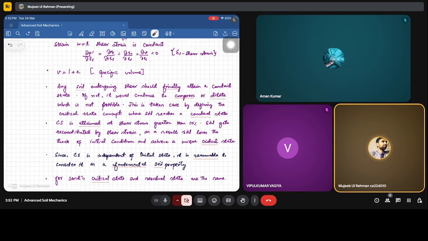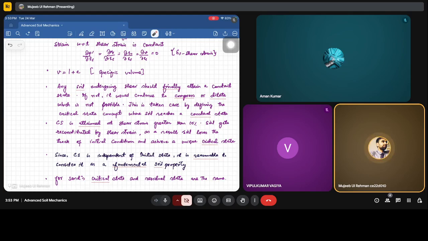There is a reconsolidation of the sample. Whatever the initial condition, whether you have taken the loose sample or the dense sample, once it starts reaching the critical state, its initial condition is getting lost because there is a reconsolidation of the particles, of the soil, which erases the initial condition, which erases all the history of what it has experienced in the past. As a result, we will always achieve a unique critical state.